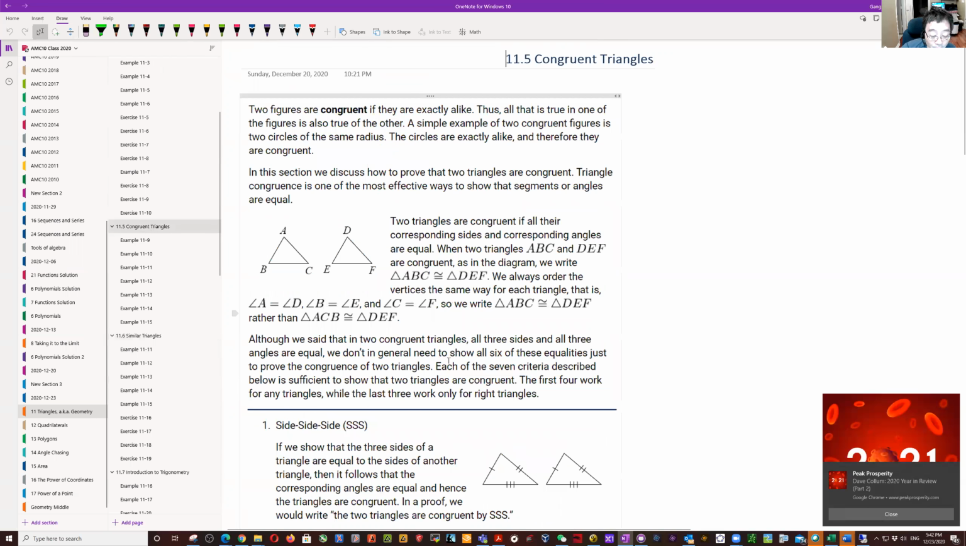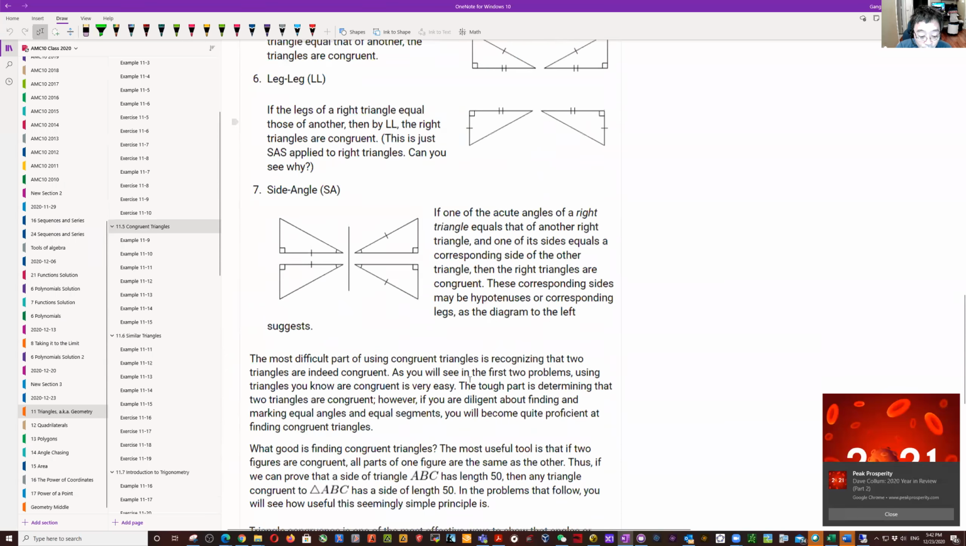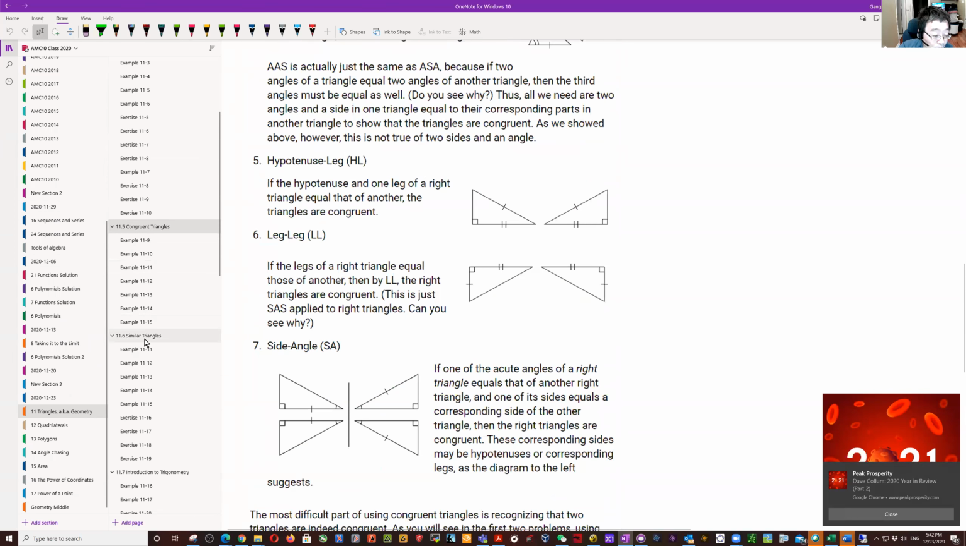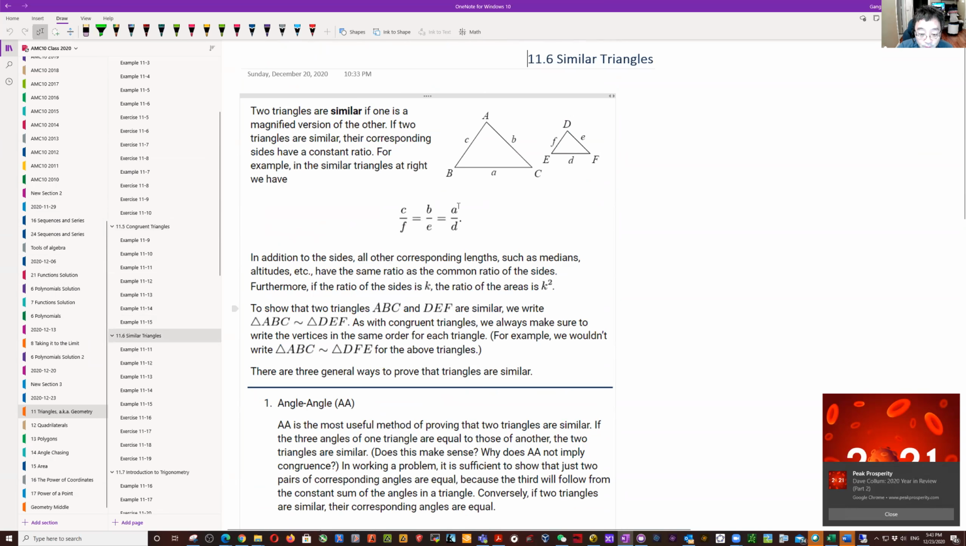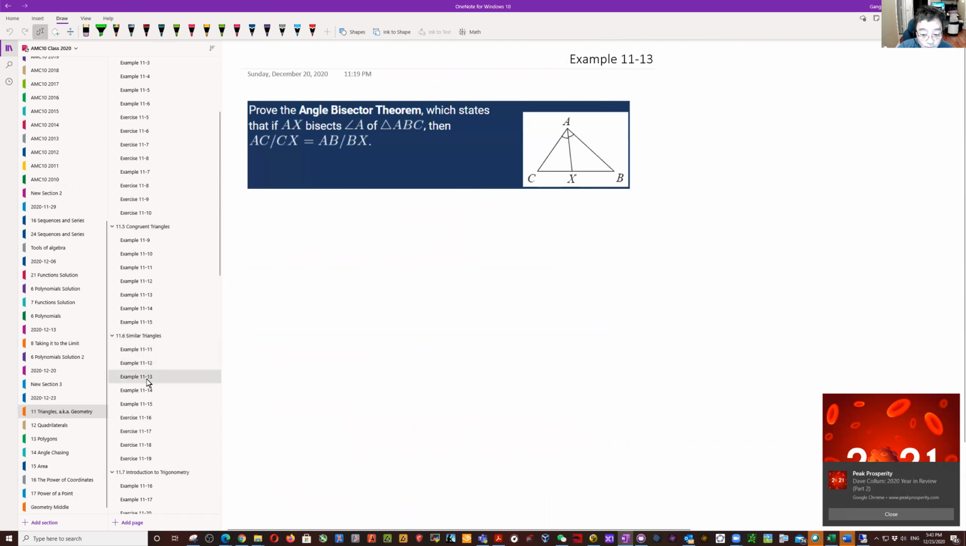Triangle congruency, I think every one of you already learned that, because that's the early part of geometry. So I'm not going to go through it, but I'm going to go through some similarity, because similarity is a little bit more confusing and a little bit more difficult in terms of solving problems. So one of the problems is the angle bisector theorem.